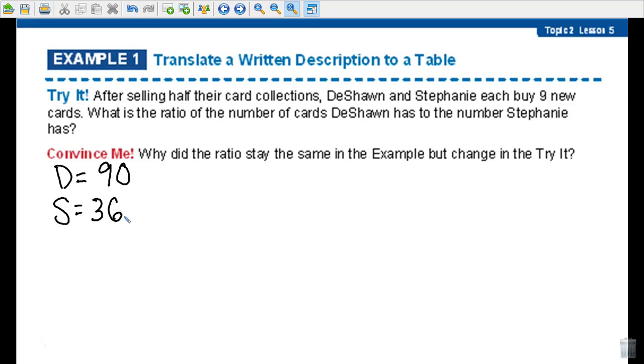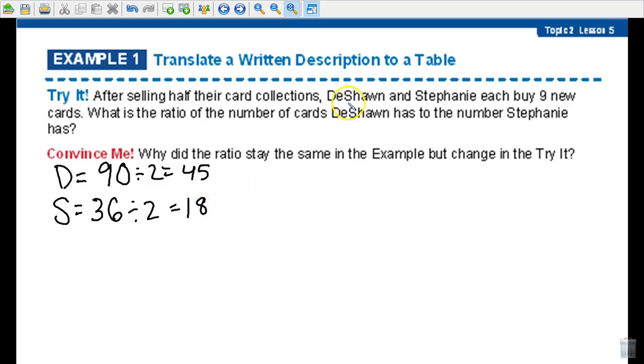Hopefully you guys paused it by now and did the whole problem by yourself. Solving this problem is as easy as reading it. We know that Deshaun has 90 cards and Stephanie has 36. After selling half their card collections, divided by 2, divided by 2, we already know it's 45 and 18.